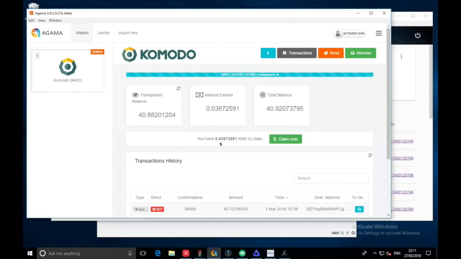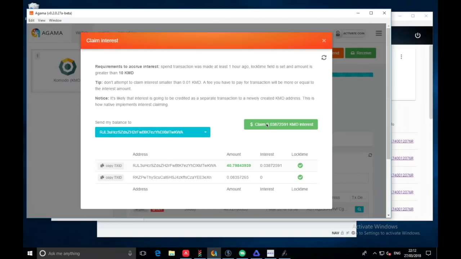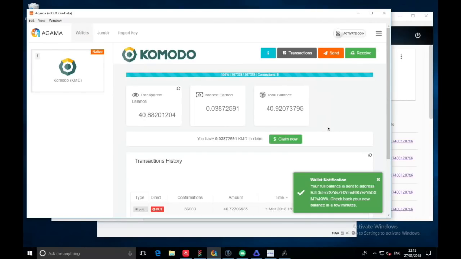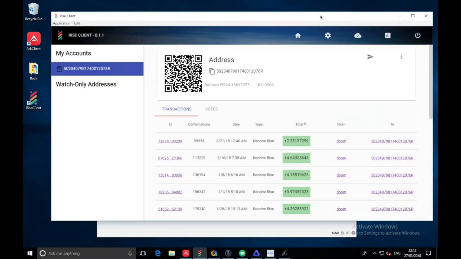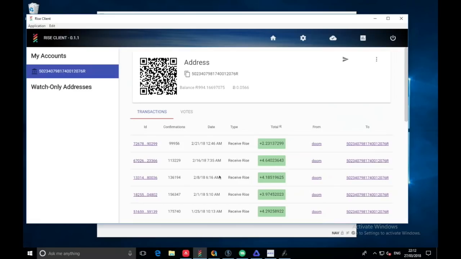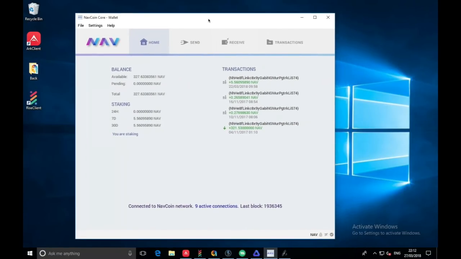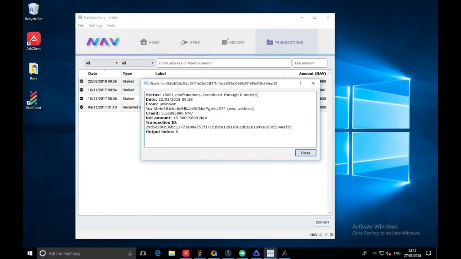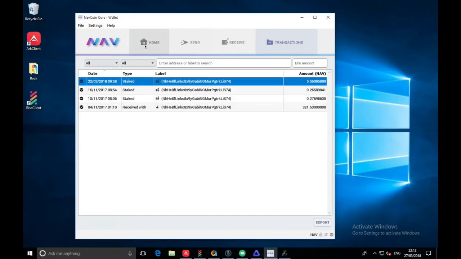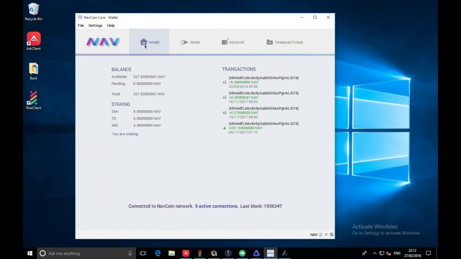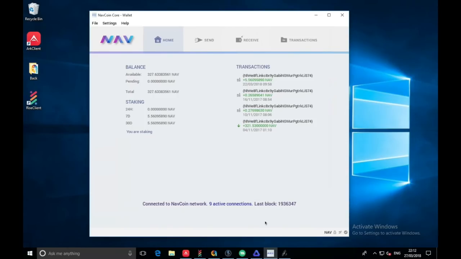Komodo, so we've got 0.0387, which is quite nice. I'm going to claim this now, and just going to claim this interest. Rise, I think we've done this already. We had no stakes for Rise. Navcoin, this one's quite surprising because I thought this was a dead wallet, but on the 22nd we staked 5.56, which is pretty good, and it's a real stake because it's actually gone through as well, which is quite promising. I was about to close this one down, but it's still staking even with such a low amount, so that's pretty promising from what I can say.